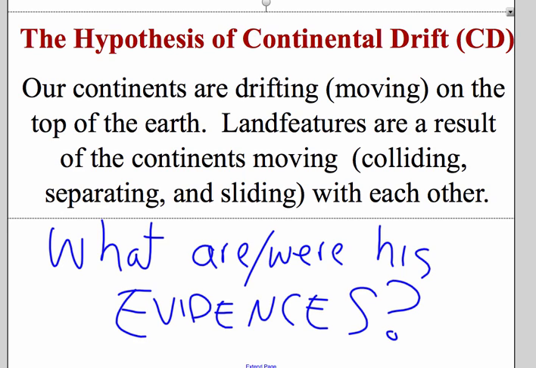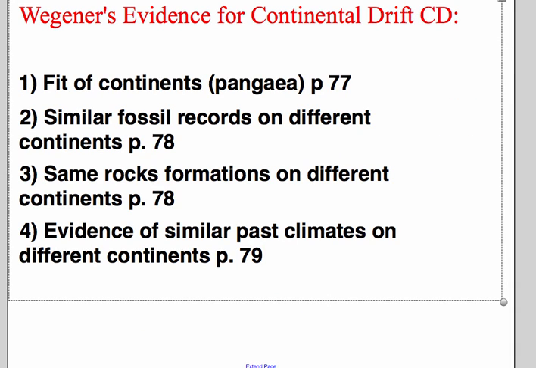So what were his lines of evidence? Well, here they are. So he had four things that he was able to use to help support his theory. And we have the page numbers here. Those would be good to jot down. First was the fit of the continents.